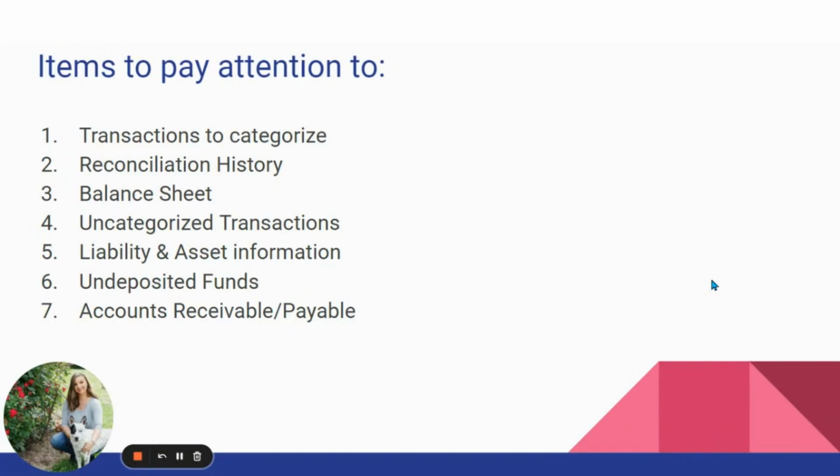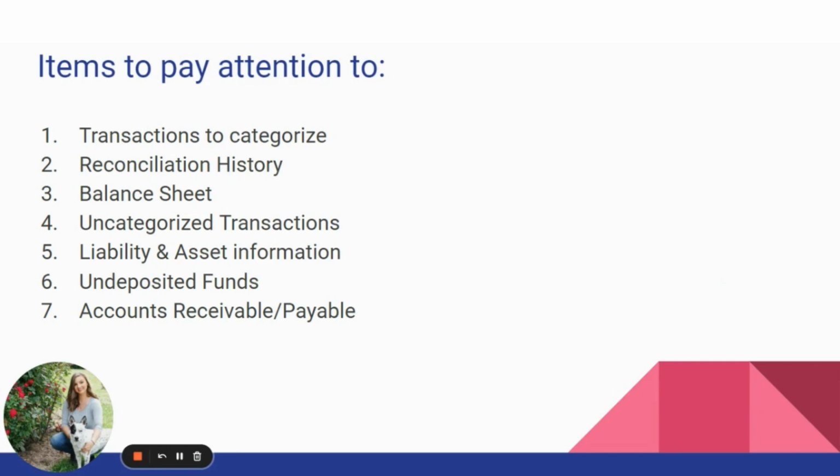So these are items that I like to pay attention to. Number 1 is transactions to categorize. 2 is reconciliation history. 3 is the balance sheet. 4 is uncategorized transactions. 5 is liability and asset information. 6 is undeposited funds. 7, accounts receivable and payable. And there's probably a few other odds and ends in there, but these are the ones that I really like to look at the most.